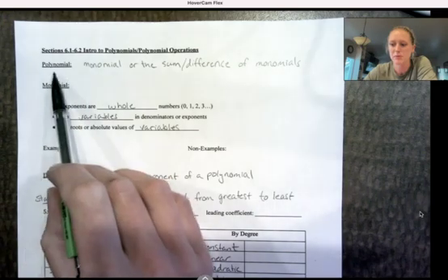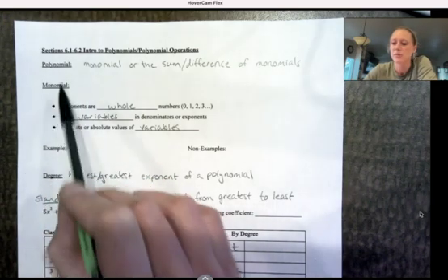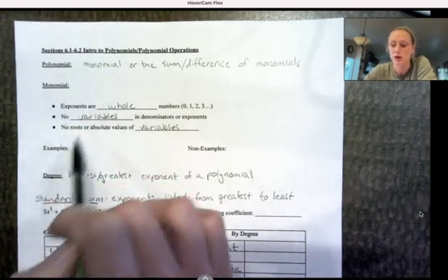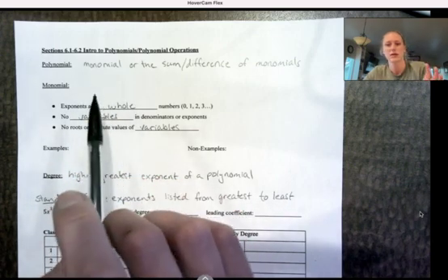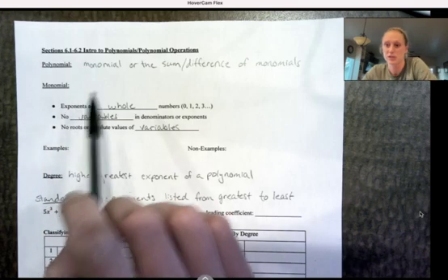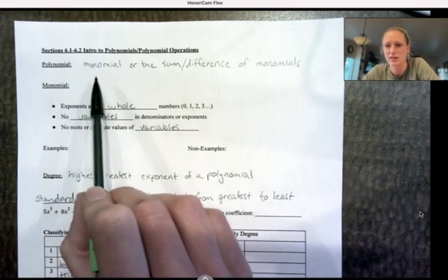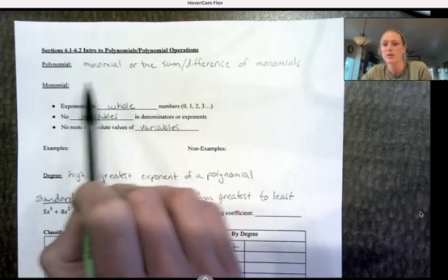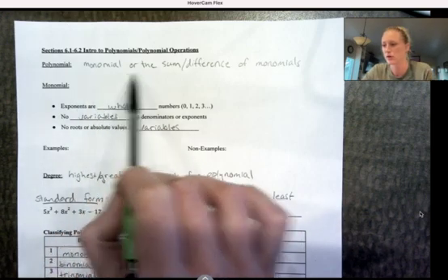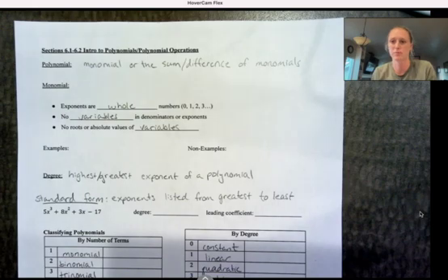A polynomial: poly means many, and nomial comes from the word meaning term. We already have defined terms in mathematics as being factors attached through multiplication, so they're separated by addition and subtraction. We call one term a monomial, and a polynomial just means many of those. So we're adding and subtracting multiple monomials.